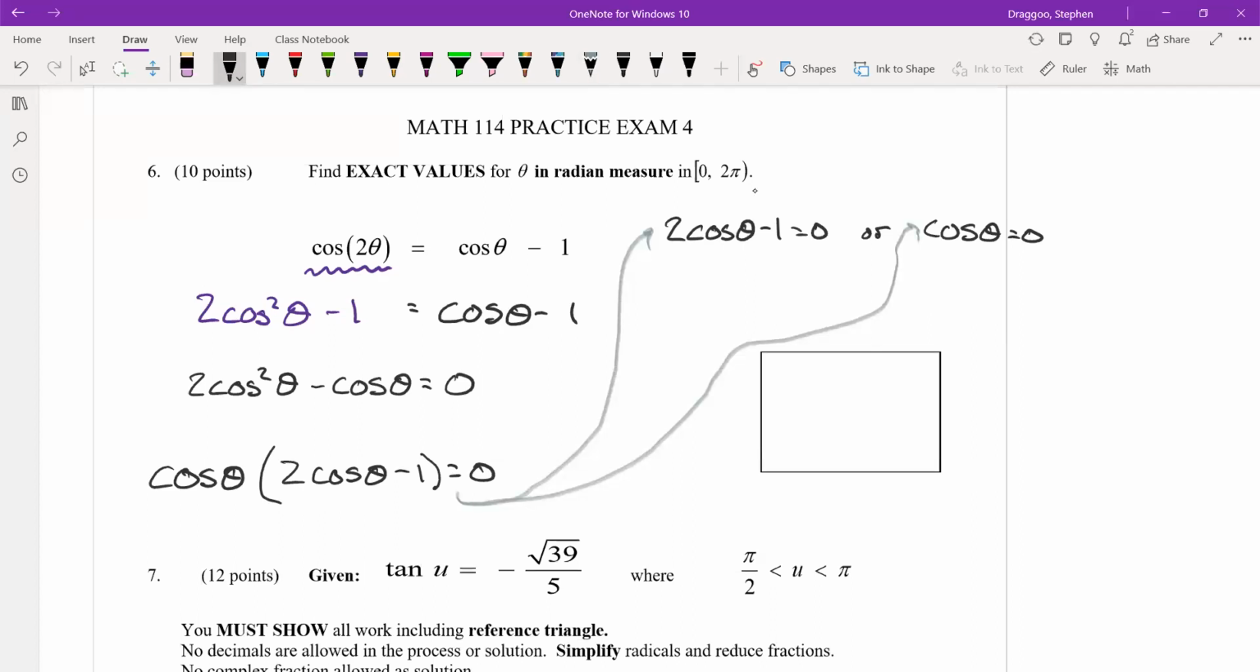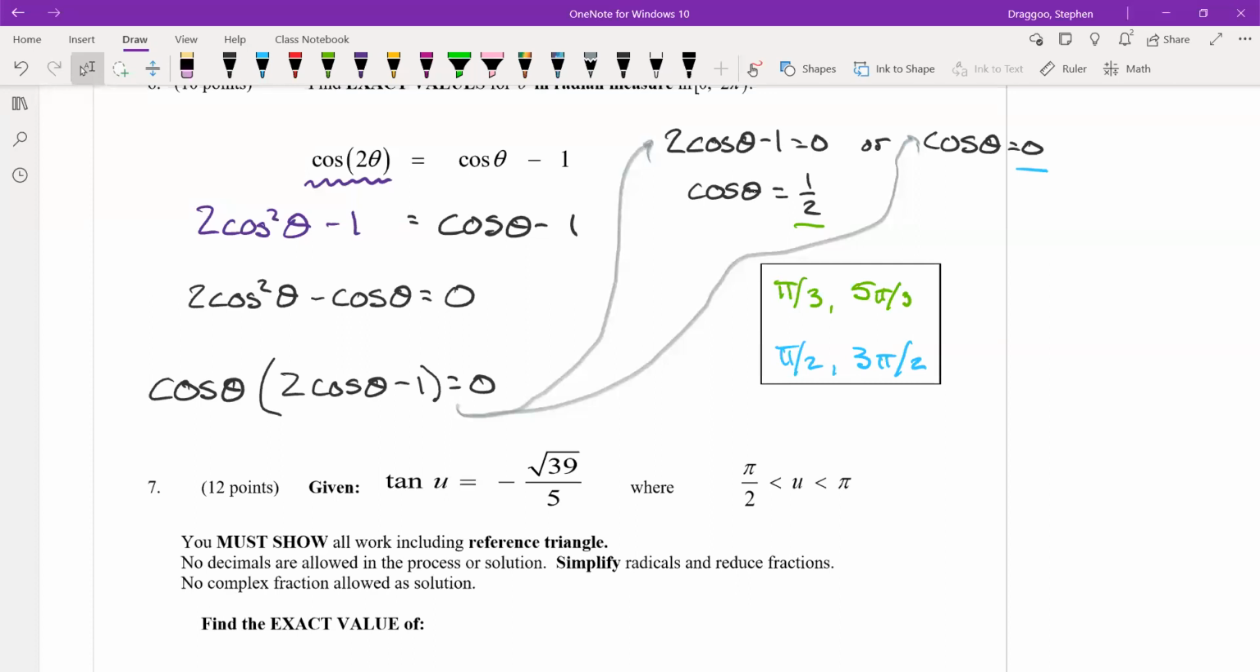And then solving those 2 parts, either cosine theta equals 1/2 or cosine theta equals 0. From the unit circle, those possible angles are pi over 3, 5 pi over 3, pi over 2, and 3 pi over 2. So again, not on the written exam tomorrow, but might be on the online part of the exam.